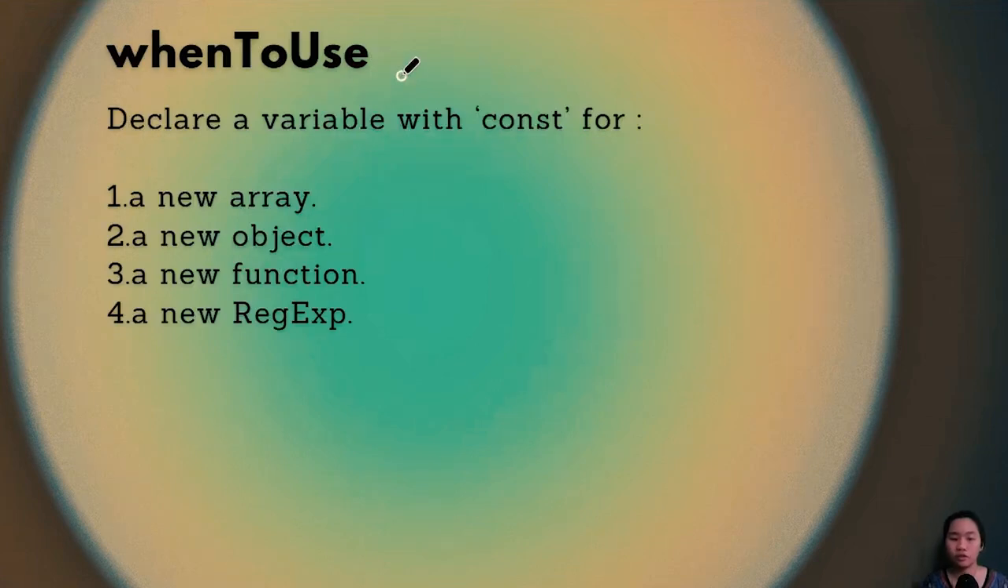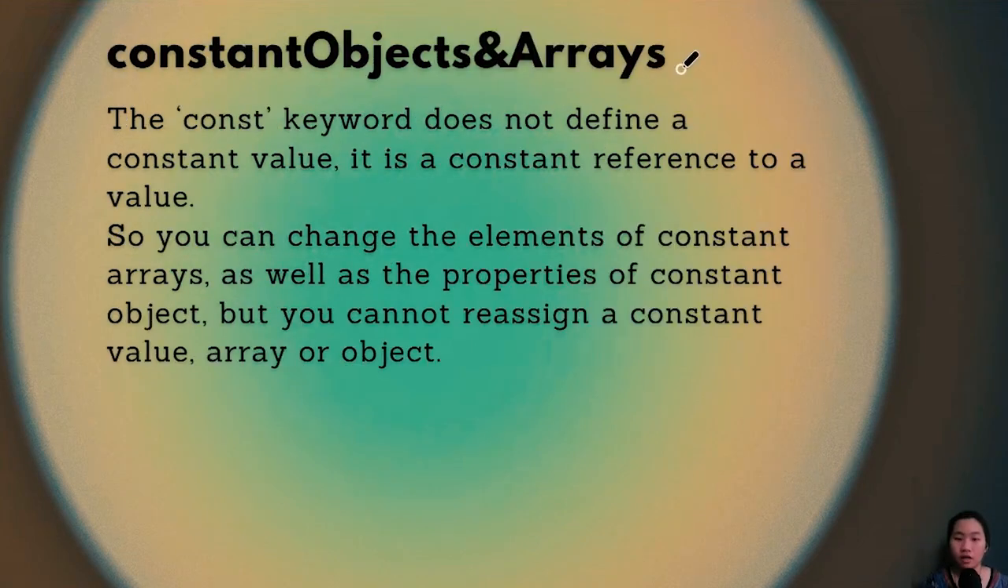When to use? How do you know when to declare a variable with const? Well, first off, when you want to declare a new array, a new object, a new function, or a new regular expression. We'll run deeper with these four the further we go with JavaScript. So in this lesson alone there are four distinct concepts. It's very hard to cover them all, but I'm going to talk about them a little bit so you can get the big picture.